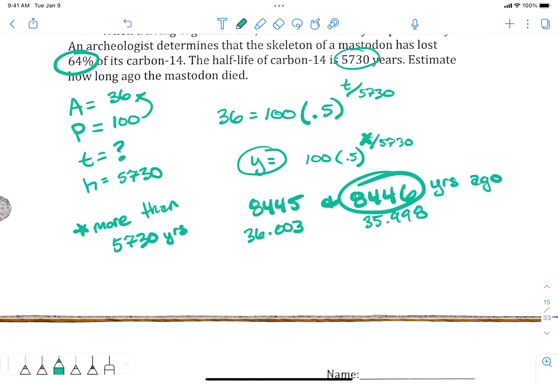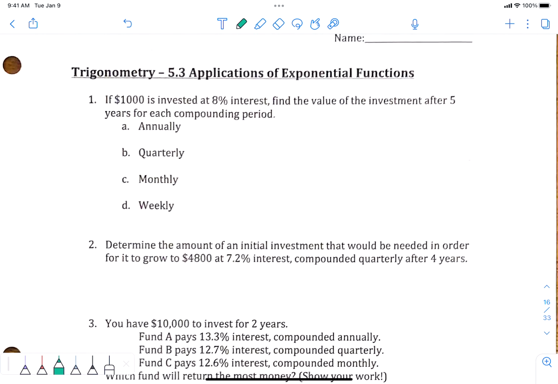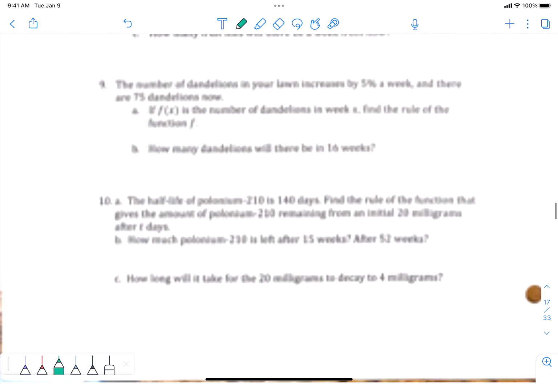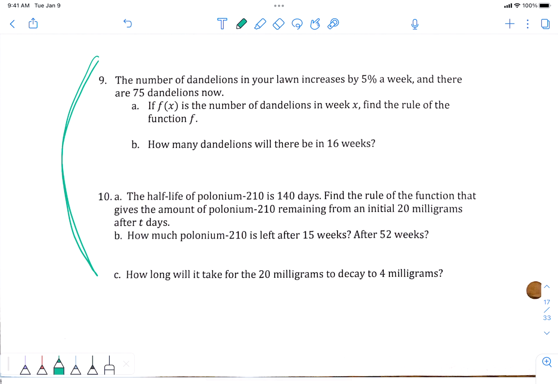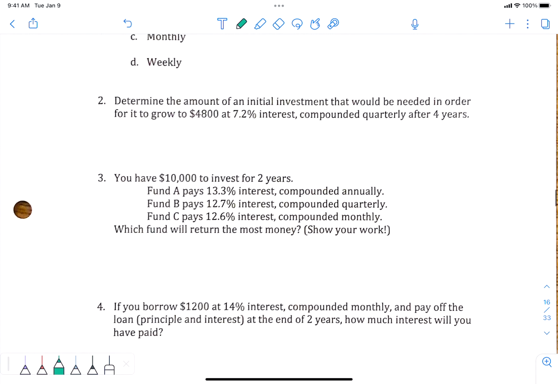Any confusion? Are we okay? Yes. You guys should have the majority of 5-3 done. The back side, 9 and 10, you know how to do now. So do all of those for homework. That is your task.